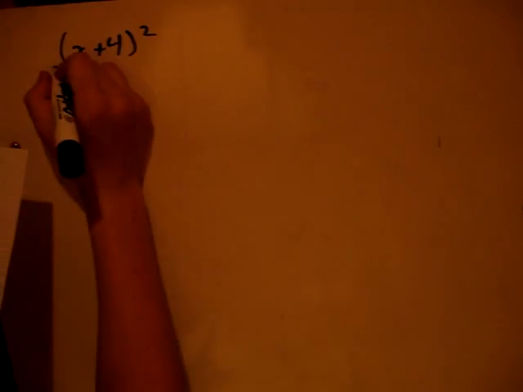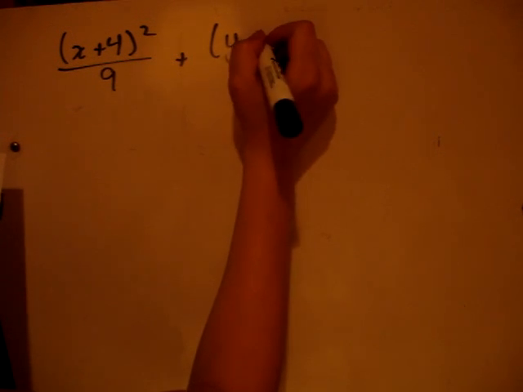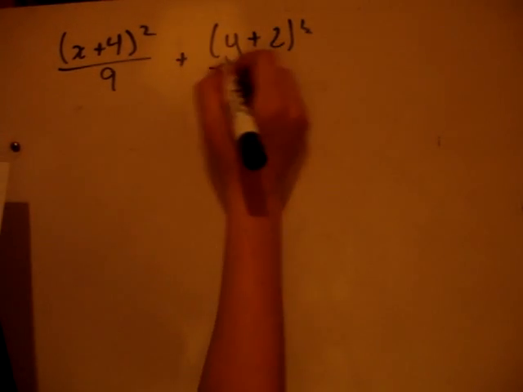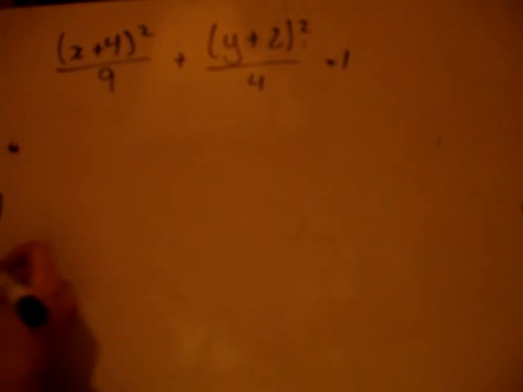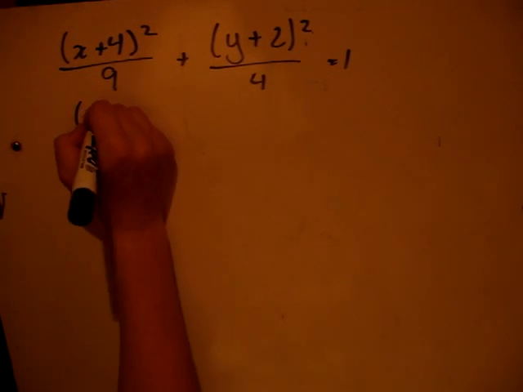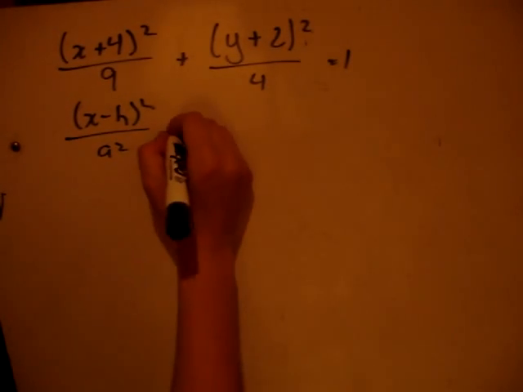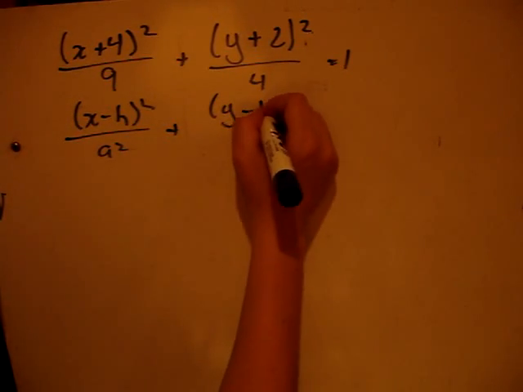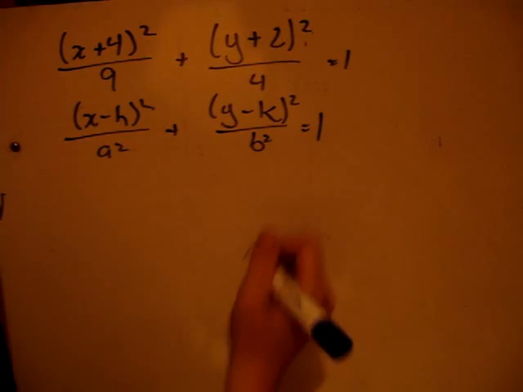So we want to graph an ellipse with the equation (x + 4)² over 9 plus (y + 2)² over 4 equals 1. We'll start off with the standard form of the equation, which is (x − h)² over a² plus (y − k)² over b² equals 1.